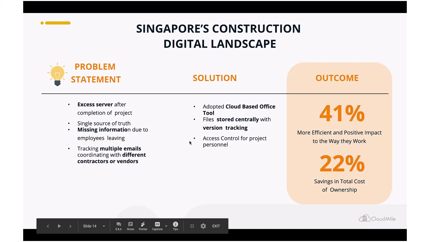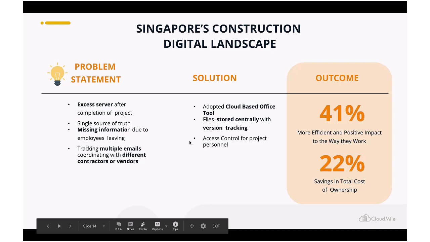So missing information is fairly normal due to employees leaving. So how do we ensure that data or details are still maintained or retained within the project or the company, even as the employees leave? And the fourth one is basically tracking multiple emails and coordinating with these multiple vendors.